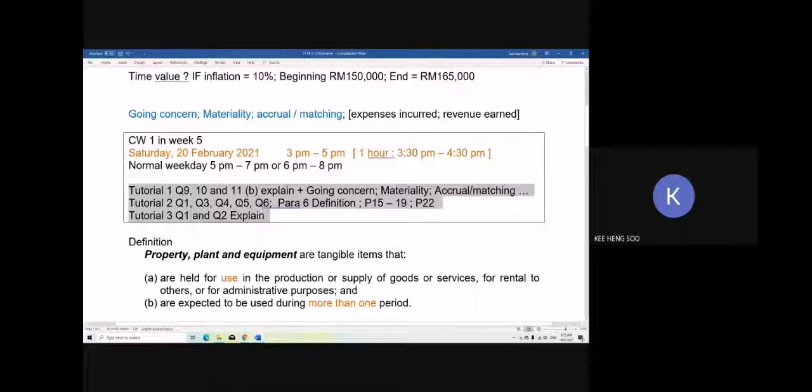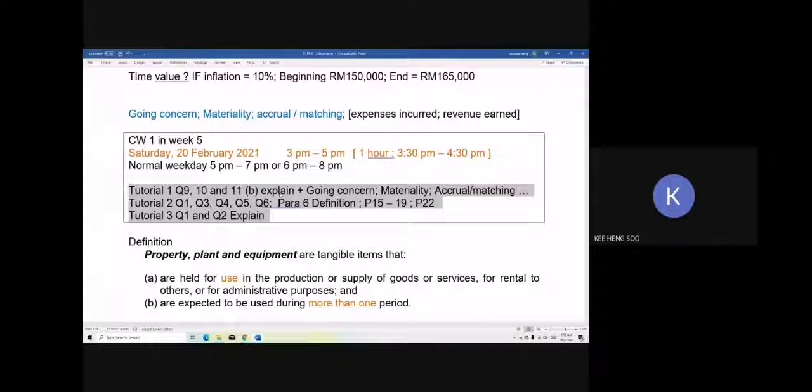Question 2 is on property, plant and equipment. Questions 1 and 2 are 40 marks each. But question 3 is only 20 marks because why? You just need to know a few terms on impairment loss. What's the fair value? What's your value in use? What's the recoverable amount? What's impairment loss? What's carrying amount? You know these term definitions.